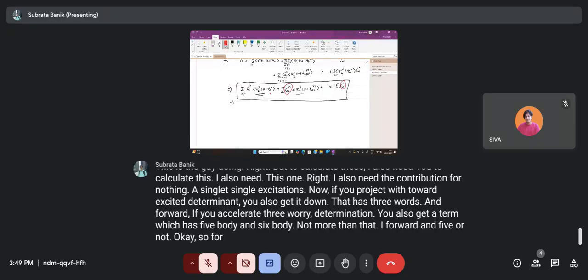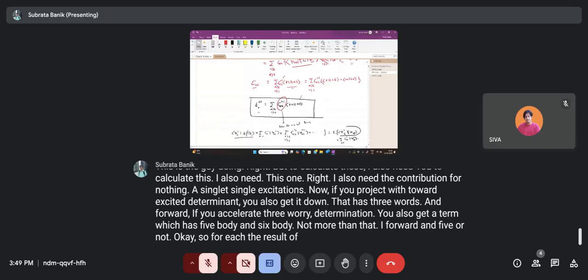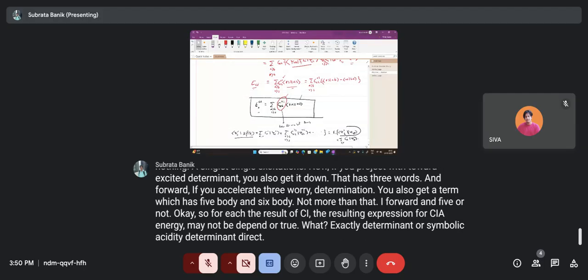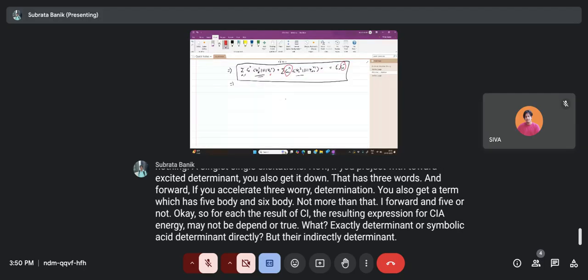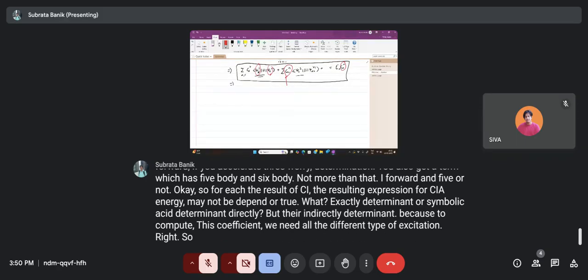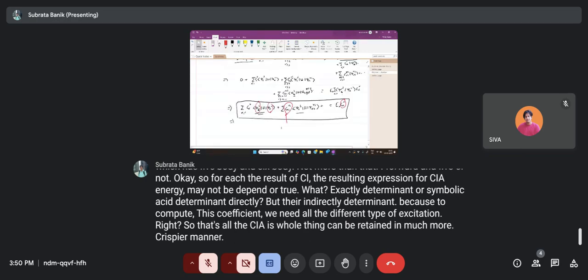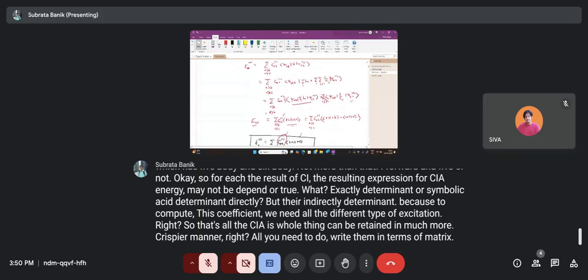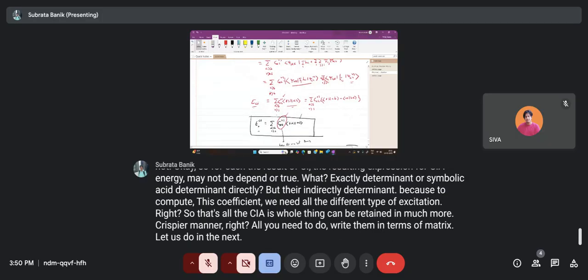Right? So the resulting expression for CI energy may not be dependent on two-body excited determinant or three-body excited determinant directly, but they are indirectly determinant, because to compute this coefficient, we need all the different types of excitation determinants. So that's all the CI is. Whole thing can be written in a much crisper manner, right? All you need to do is write them in terms of matrix. Okay? Let us do it in the next class.